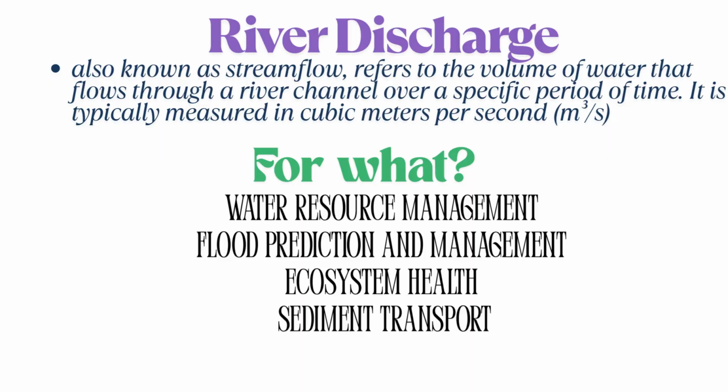River discharge, also known as stream flow, refers to the volume of water that flows through a river channel over a specific period of time. It is typically measured in cubic meters per second. We use the data for: first, water resource management; second, flood prediction and management; third, ecosystem health; fourth, sediment transport.